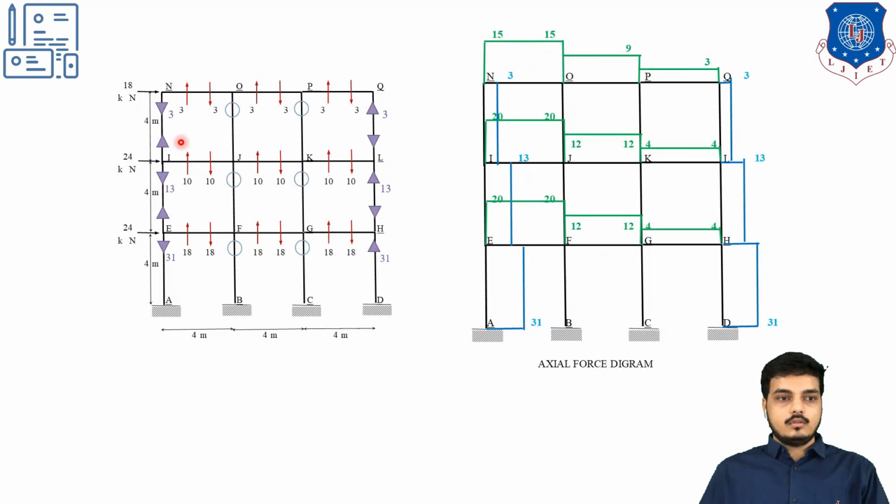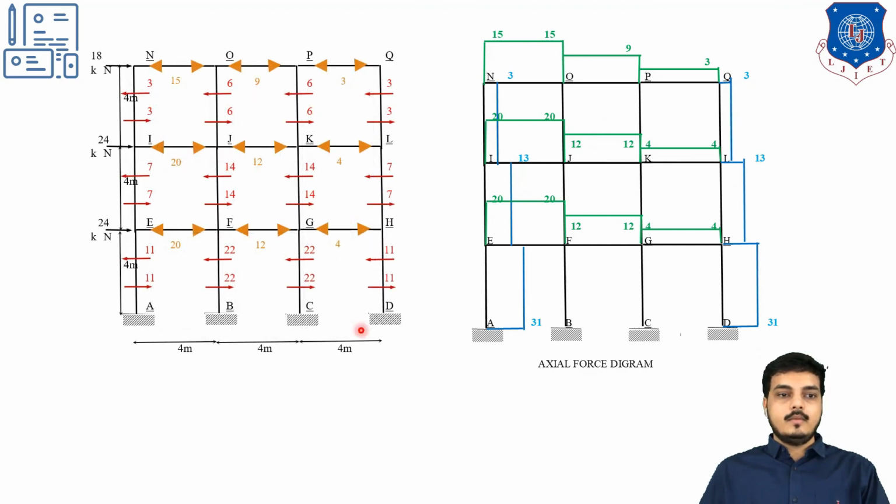Lastly, axial force. These are my column axial forces, which are shown in blue color: this 3, 13 and 31. We got the intermediate column having axial force 0, so there will be no figure for it. And at last, this one 3, 13 and 31. Now these are my beam axial forces. So 15 for first, then 9, then 3, 15, 9 and 3, 20, 12 and 4, and similarly 20, 12 and 4 as well. So likewise, we can draw all the diagrams.